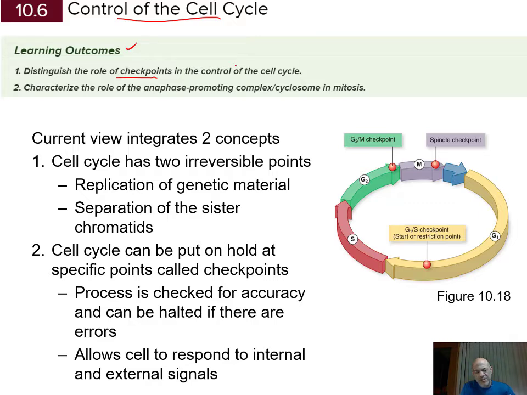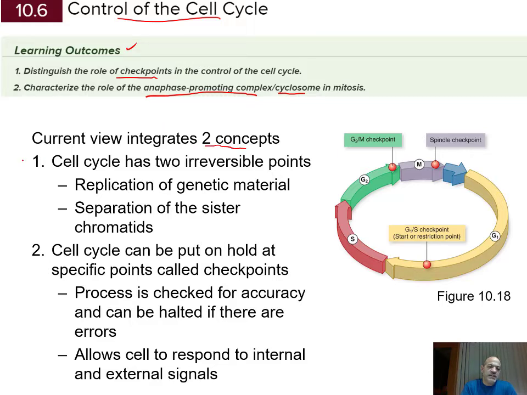And then you're going to look at the role of a specific checkpoint and the molecules involved in control of that checkpoint, and this one is called anaphase promoting complex. It goes by the name called cyclosome. And so we start by looking at two concepts that are related.